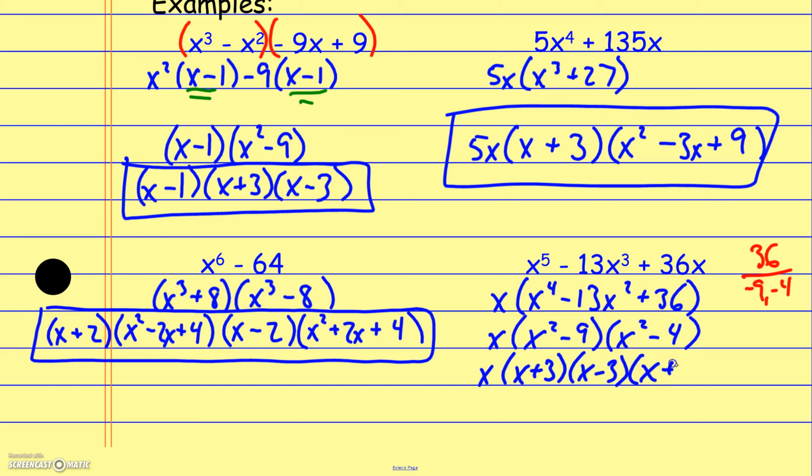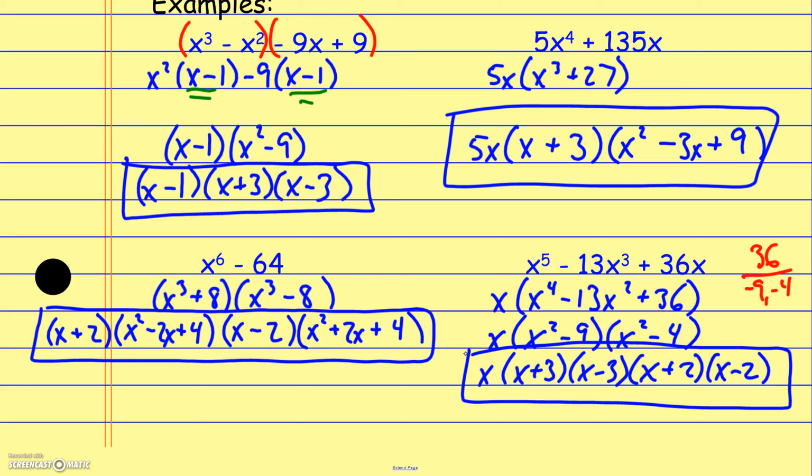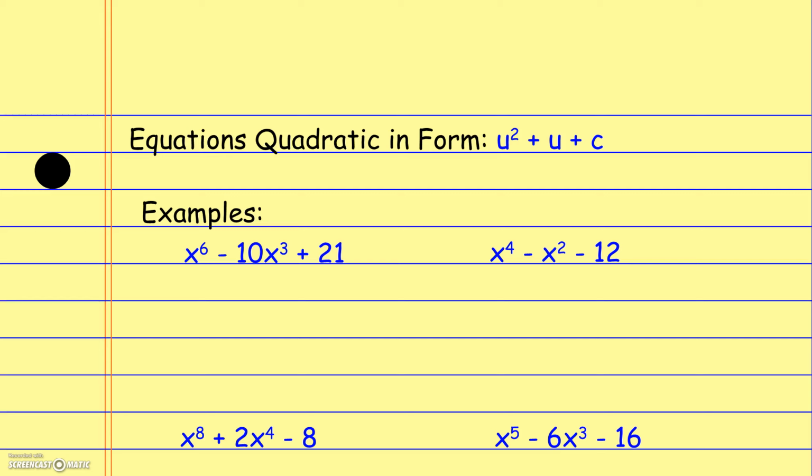And what we call this thing, we say that this thing is quadratic in form when we look at this. Quadratic in form means it looks like a quadratic. It looks like ax squared plus bx plus c, but maybe I have some higher exponents. All right? And so when we look at something like this guy, quadratic in form means it kind of looks like this. It kind of looks like I have something squared and then something to the first and then a constant term. Okay? And so when I look at this first example, I've got x to the 6th minus 10x to the 3rd plus 21.